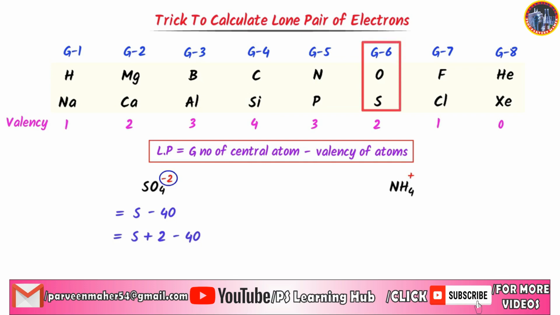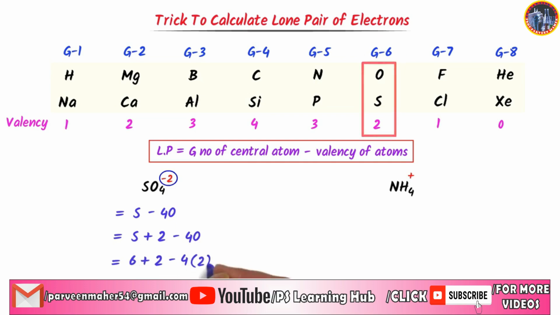Now the group number of sulfur is 6. I write 6 plus 2 minus 4, and the valency of oxygen is 2. After calculation, I get 0 electrons. So there is no lone pair of electrons present on central atom.